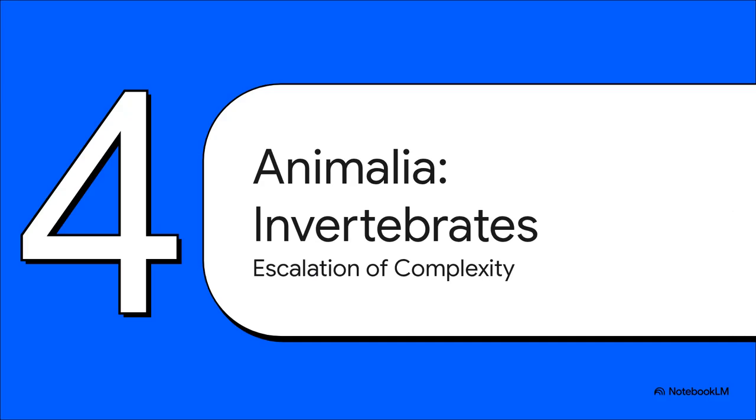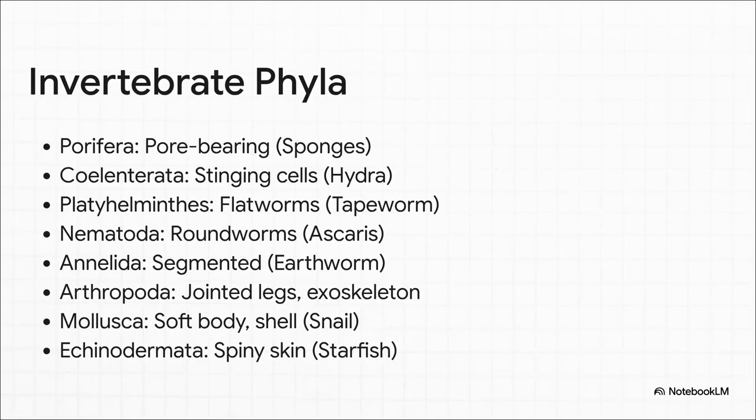All right, moving into section 4, Kingdom Animalia, the invertebrates. We're looking at the escalation of complexity here, starting with the animals without backbones, which, by the way, make up the vast majority of animals on our planet. This right here is a literal map of escalating biological complexity. It's wild. We start way at the bottom with phylum Porifera. These are your pore-bearing stationary sea sponges without true tissues.